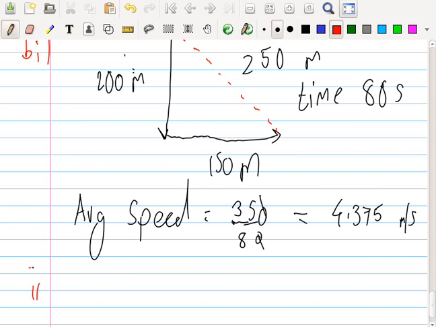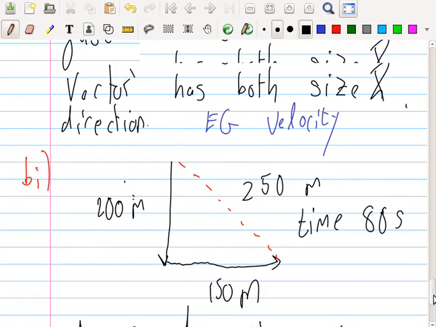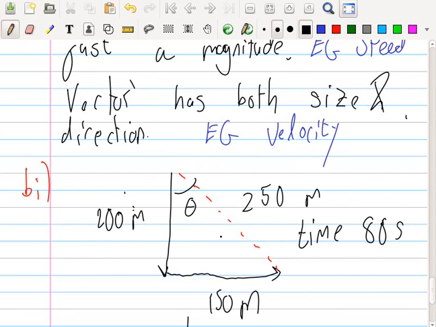Well, B2 is actually what we're looking for. What's the answer? 250. And then part 3? What is the magnitude and direction of the average velocity of the boat during the time? Okay, so, well, we have the magnitude. What's the magnitude? It's 4.375 meters per second. But we don't have the direction yet that the boat basically travelled compared to where it started.